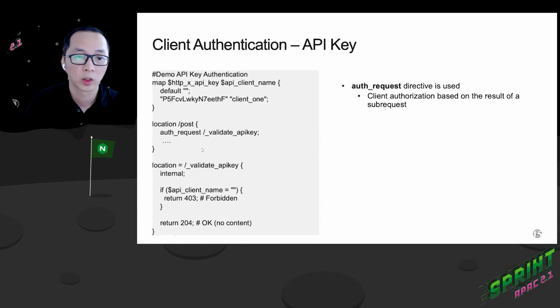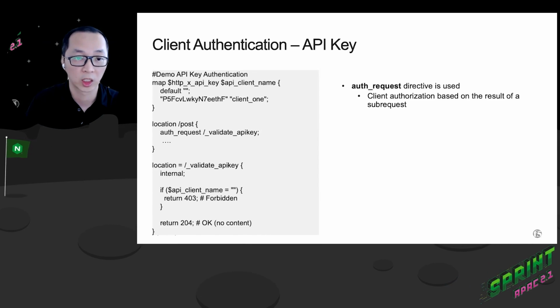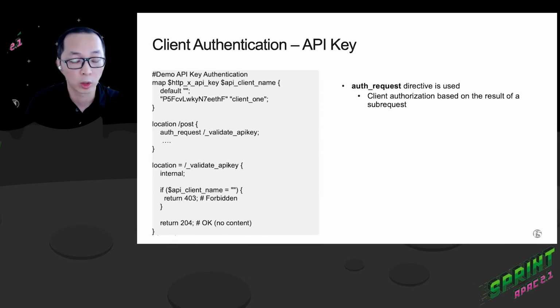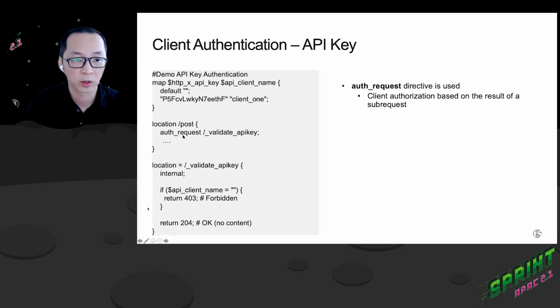How do we call this, right? So basically, in the /post location, I'm going to use auth_request to trigger authentication. It's sub-request authentication. Basically, you will generate a sub-request to an internal location block. So auth_request will go to validate API key. Now, which is this block? I put an equal sign, because I want to add an exact match, and I have another directive called internal. Internal basically means an external client is not able to execute this location, and this location is only meant to be called by NGINX within itself, right?